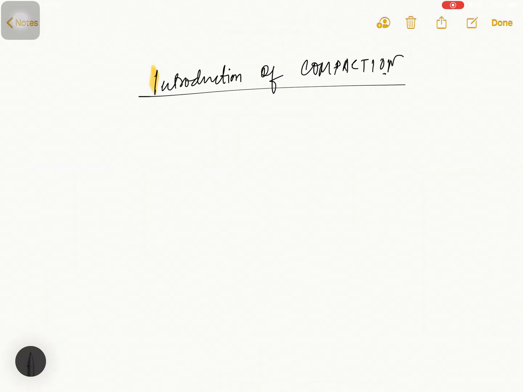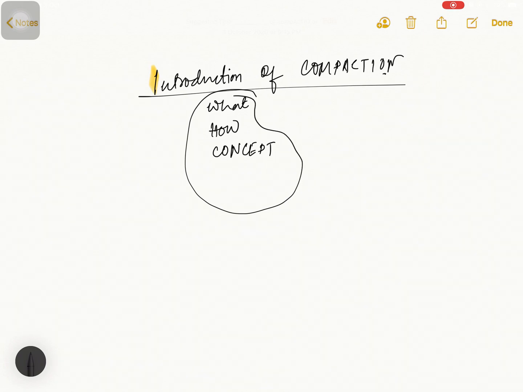Today, this is the video introduction of the compaction chapter. Okay, so in this video basically we will discuss what is compaction, how it occurs, and what exactly is the concept, because many people have doubt between compaction and consolidation. Okay, so basically we'll talk about these main 3 points, and lastly we'll talk about what is its significance.